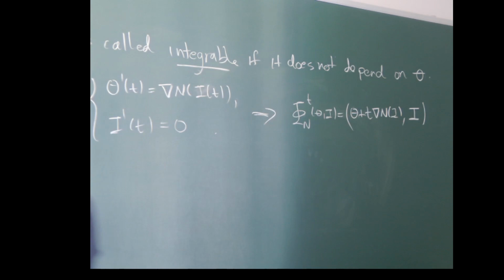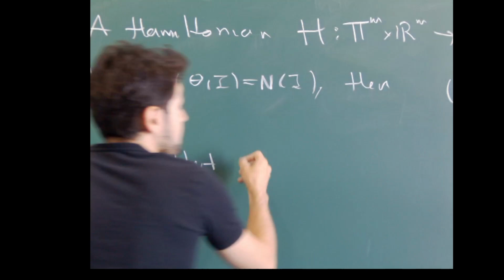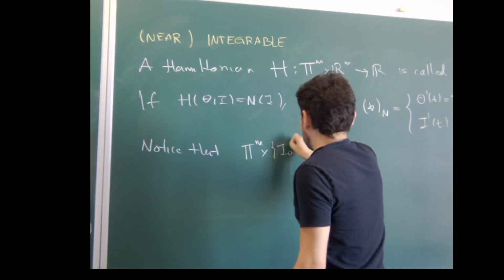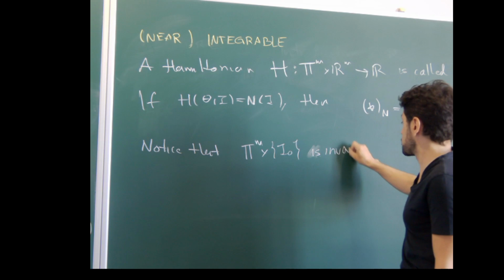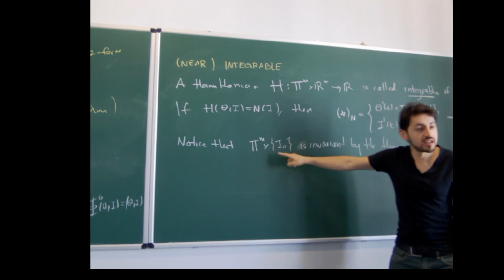And now what we would like to say is, okay, if I understand this one, can I say something about a more general one? Can I actually use this for something? Because you can imagine this is a big restriction. So just one thing I want you to notice is that, as I was saying, the second coordinate is fixed. So this one is fixed. And in the first coordinate, I have a translation flow. So just notice that this torus is invariant by the flow. This happens for any I0 that I pick.